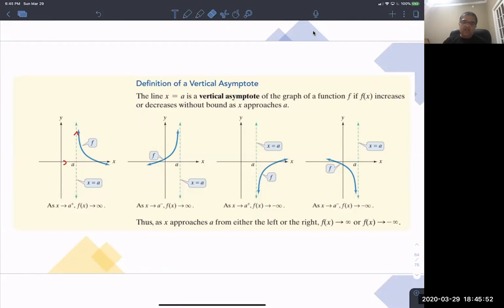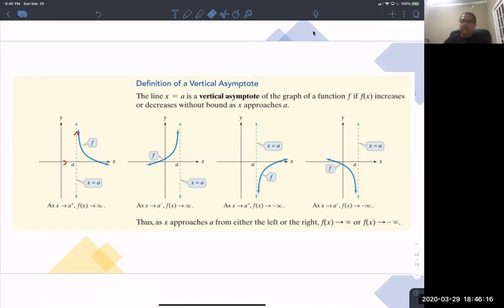The other difference is a vertical asymptote is like a wall. A graph can never cross a vertical asymptote. You cannot pass a vertical asymptote. So the graph will never be able to cross that vertical asymptote. It'll get very, very close, but it will never cross. But a horizontal asymptote can potentially be crossed at a point.